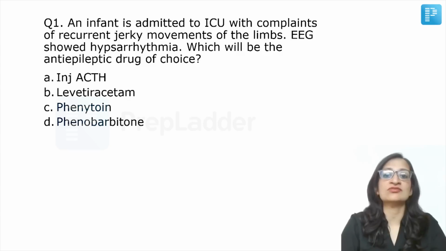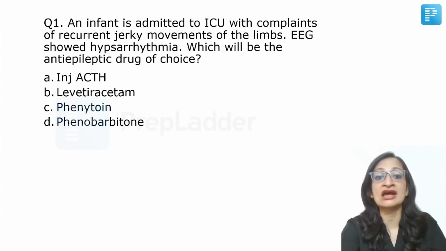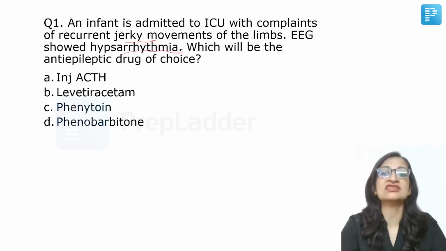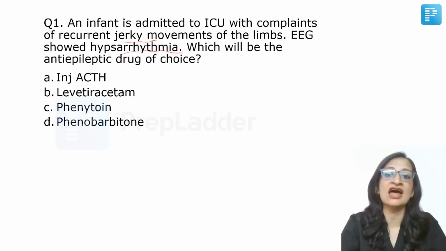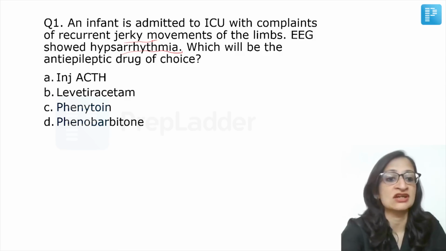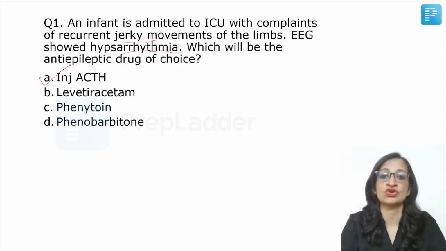An infant is admitted to ICU with complaints of recurrent jerky movements of the limbs and the EEG showing hypsarrhythmia. And we know this hypsarrhythmia on EEG is suggestive of a condition known as West syndrome. So what will be the antiepileptic drug of choice? We know for West syndrome, the drug of choice is injection ACTH or adrenocorticotropic hormone. So that is the best answer out of the given options here.